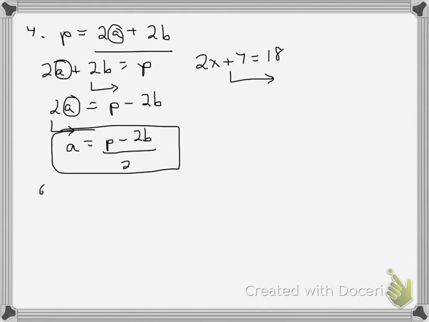Let's do one more. Let's do 6. F equals mv divided by t. And I want to solve, in this case, for the v. So again, it's on the right side of the equation. I'm going to move the whole right side to the left side.